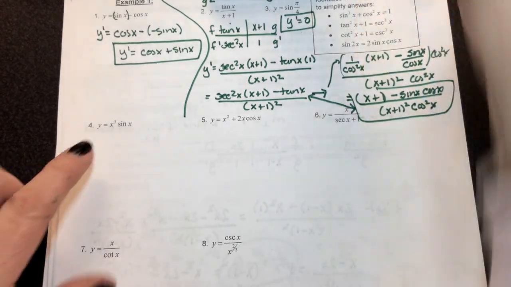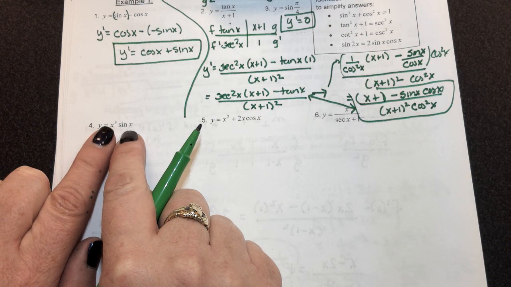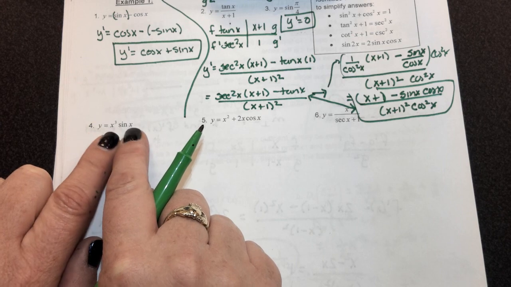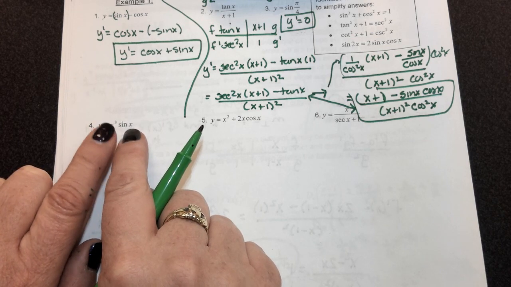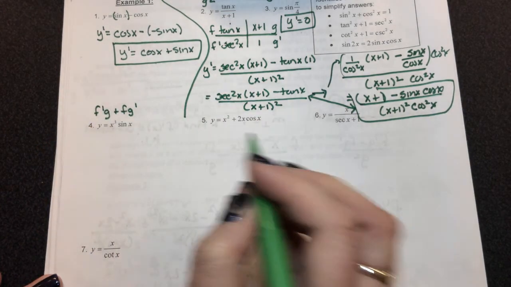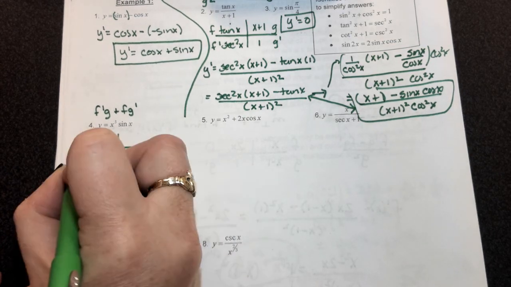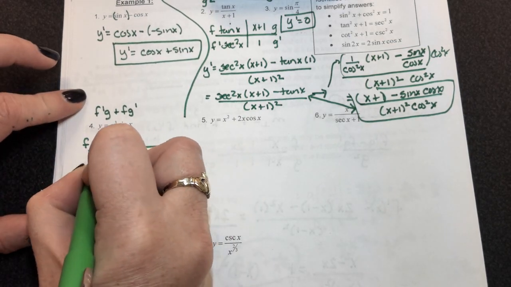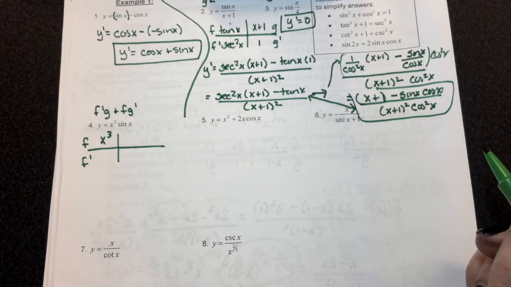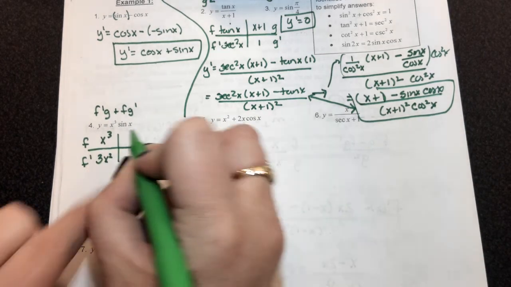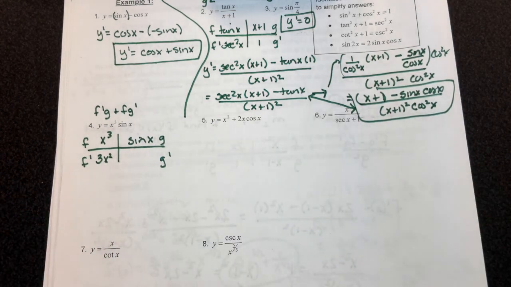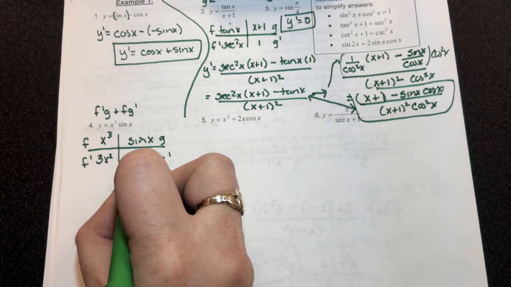X to the third sine x. What operation is happening between your x to the third and sine of x? Multiplication. So what rule are we going to use to differentiate this? Product. So you have to use your f prime g plus fg prime. So f is my first function, x to the third. The derivative of x to the third is 3x squared. My g is sine x. So what is my g prime then? G prime is going to be the cosine of x.